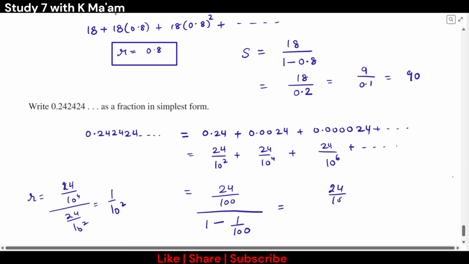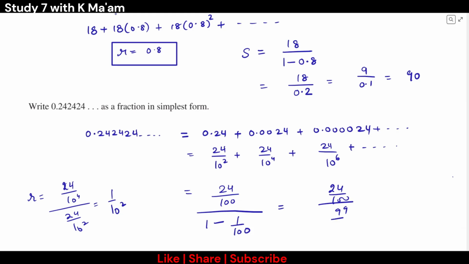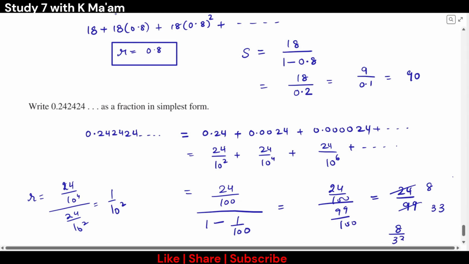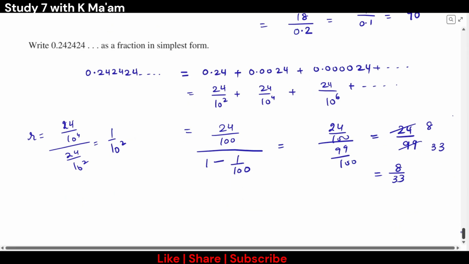24 over 100, over 99 over 100. It's 24 over 99. It can cancel with 3. So 3 eights are 24, 3 threes are 9, 3 thirty-threes are 99. 8 by 33 is the answer.